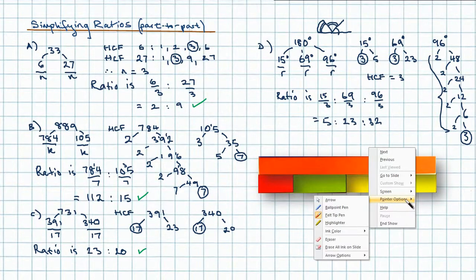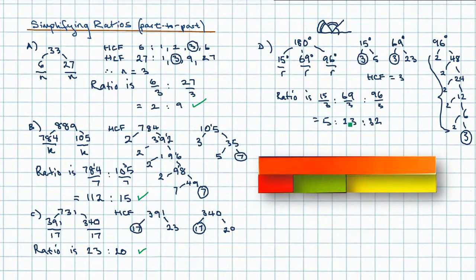And again, just a quick check, will this simplify any further? Well, 5, there's no common factor, 23 is a prime, so quick check, and we can see that this must be the answer. Okay.